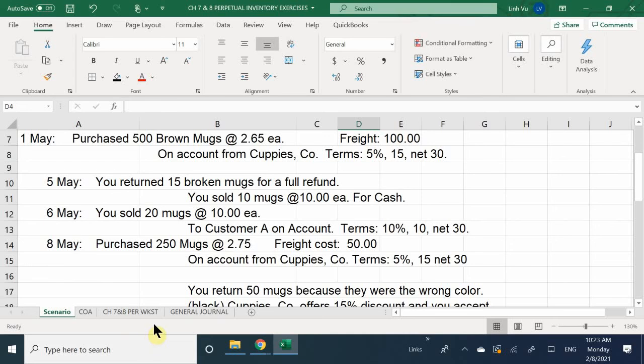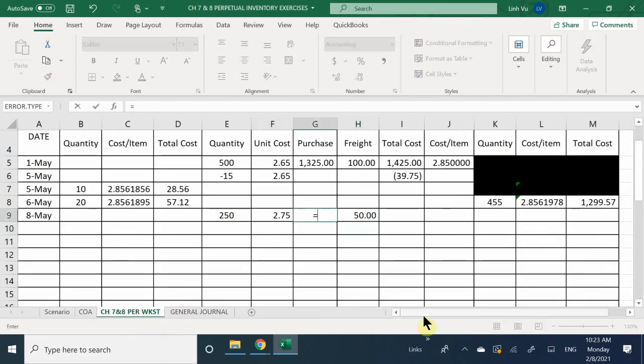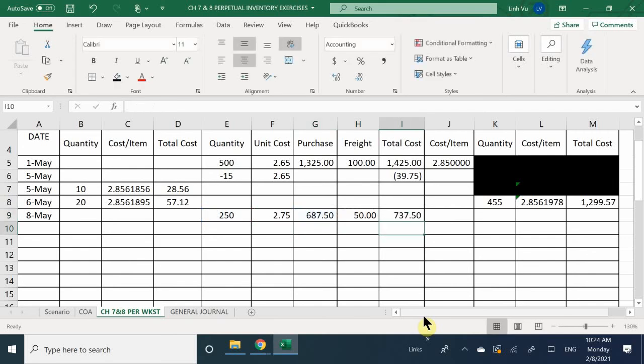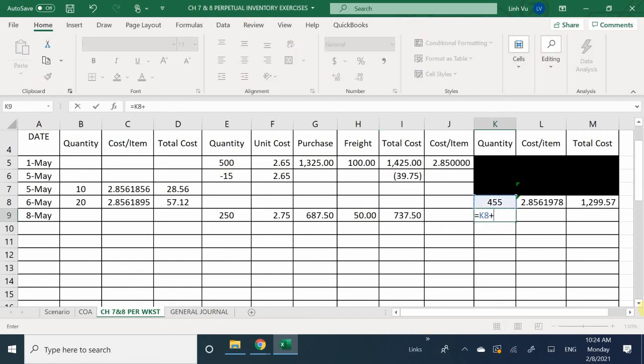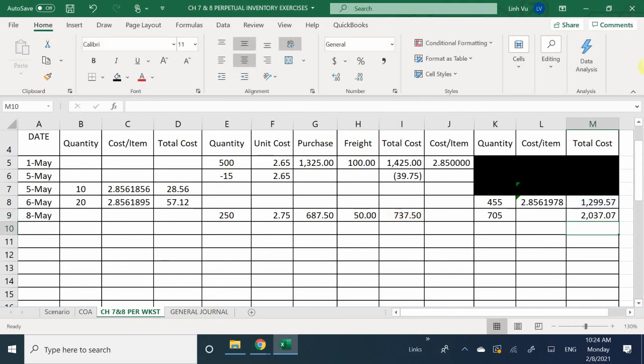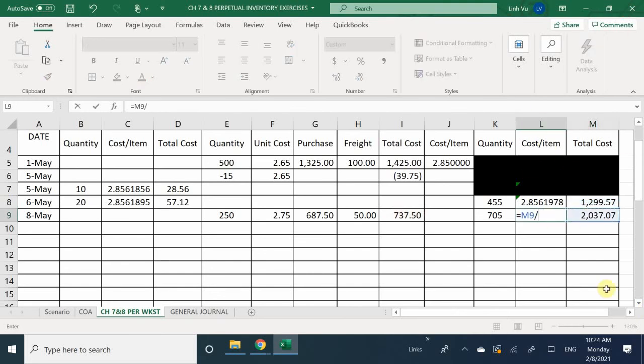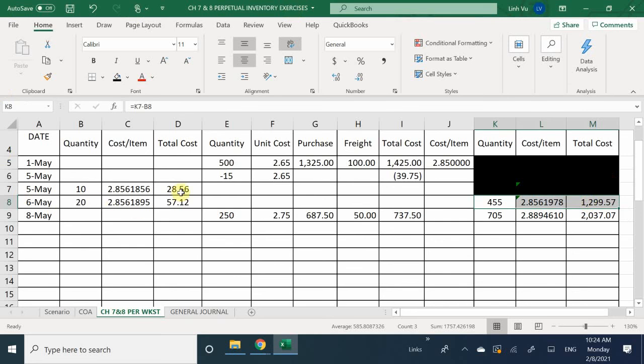250, 2.75, and 50. All right. So what's my total purchase price here? $687.50. $687.50 plus my $50 freight gives me a total cost of $737.50. And since I'm already here, let's just update my inventory. If I started with 455 and I'm adding another 250, what's my total quantity? 705. What's my total cost? $2,037.07. Good. And lastly, what is my new average cost per item? 2.88946. Good. And I can eliminate this batch right here as well.